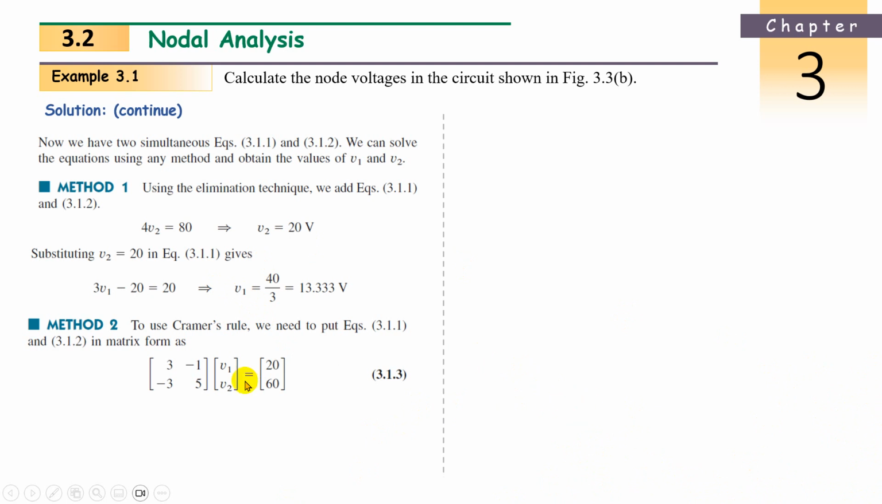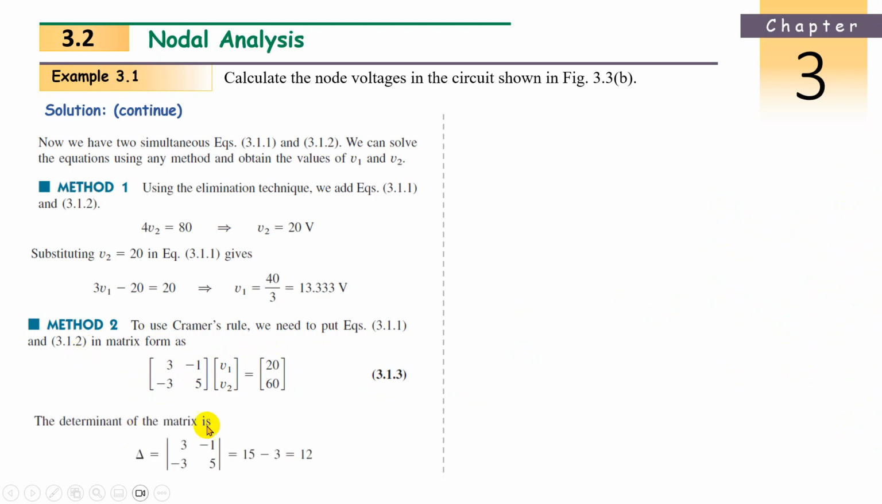First take the determinant of this. Then V1 is nothing but: remove the first column, keep 20 and 60 here, find the determinant, divided by the actual determinant. Same for V2: remove the minus 1 and 5, keep the 20 and 60 here, take the determinant divided by the actual determinant. It will give V1 and V2. No need of any elimination here.